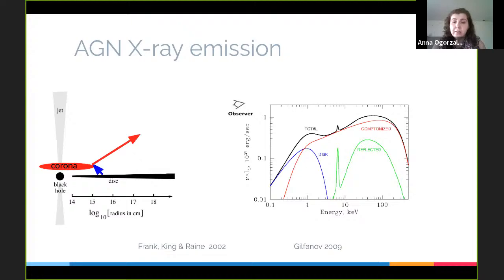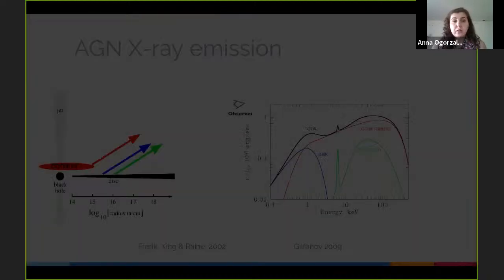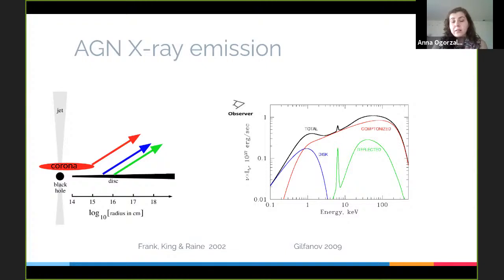Then some of these scattered photons will go back towards the disk, where some of them will be further reflected, emerging as a reflected component, and this is shown in green. This component includes bright fluorescent iron K emission at 6.4 keV that's visible even in this rough cartoon. And all of these components constitute a typical AGN X-ray emission.